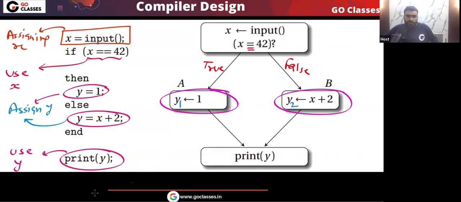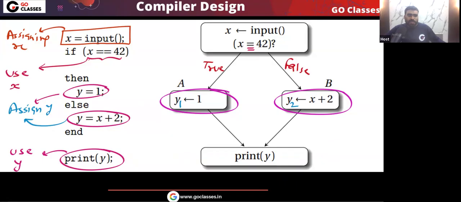If I put y1, will that be correct? No, that will be wrong. If I put y2, will that be correct? That also will be wrong. So what is correct then?